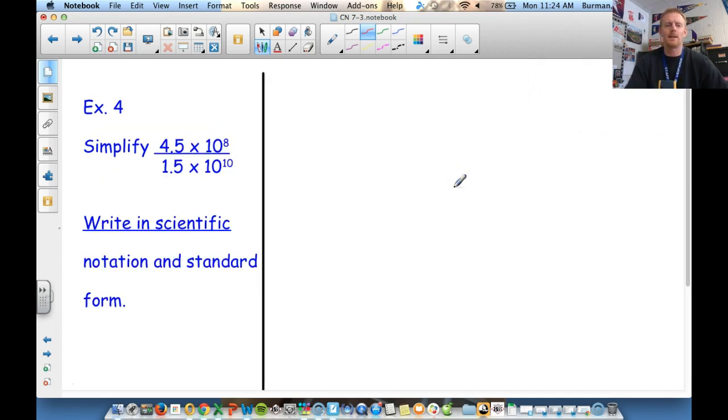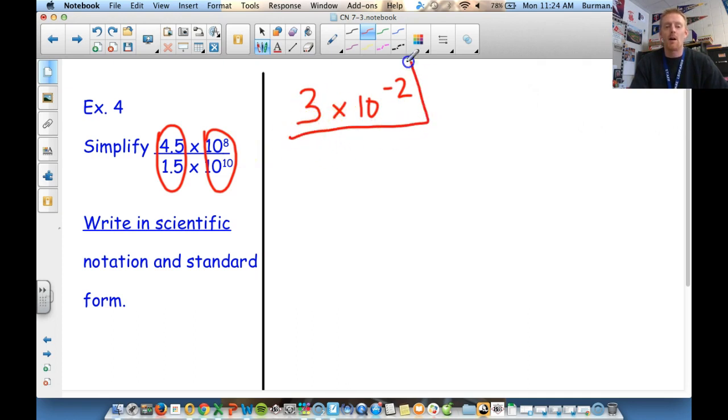Alright, same exact idea here, except we're dealing with division. So we divide just our regular numbers and then we divide our exponents. So a 4.5 divided by a 1.5, and I get a 3. 8 times 10 to the 8th and 8 times 10 to the 10th. We subtract those, so we're going to get 10 to the negative 2nd. Now my decimal is in the correct spot, so I am automatically done. So my answer is 3 times 10 to the negative 2nd.